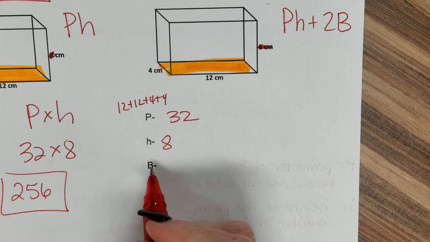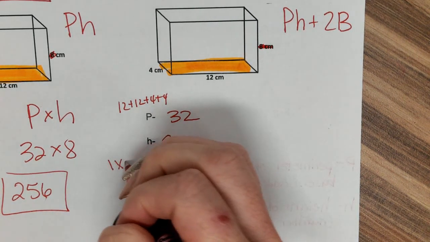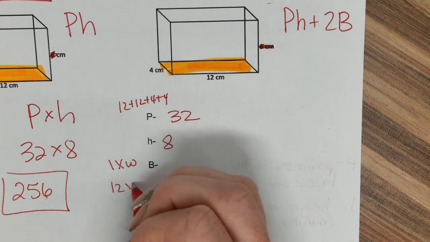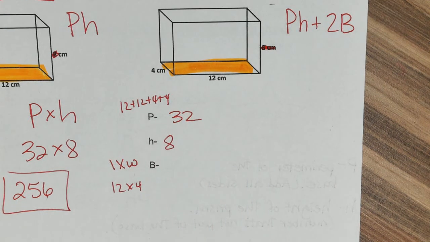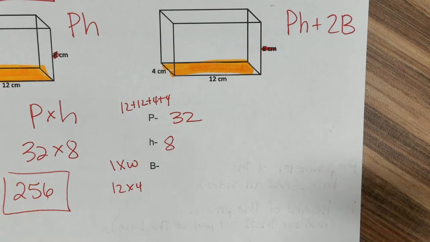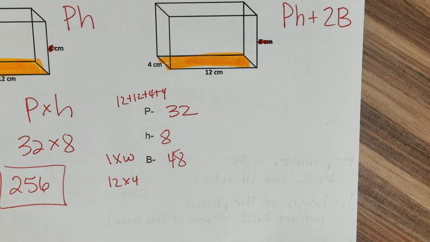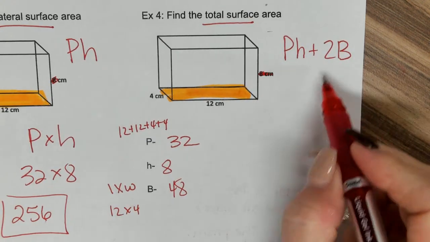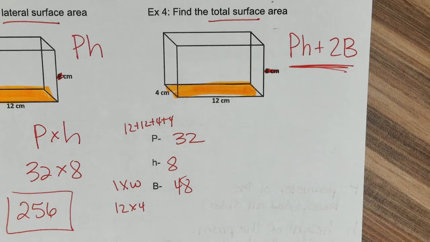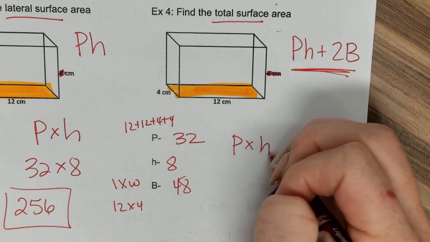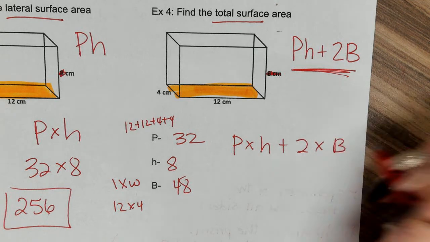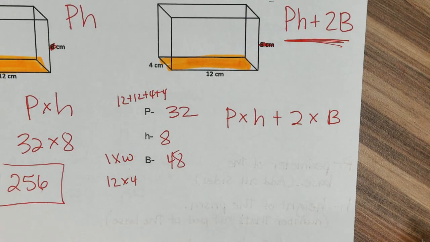For the big B, area of the base, you should have done length times width, which is 12 times 4. What is 12 times 4? 48. If you can get these three pieces, now all you do is follow the formula, the recipe. P times H plus 2 times B. You have all these pieces.